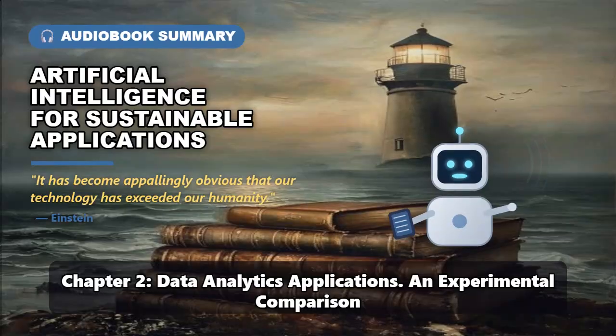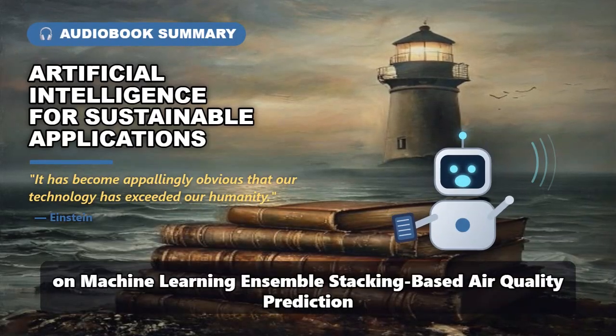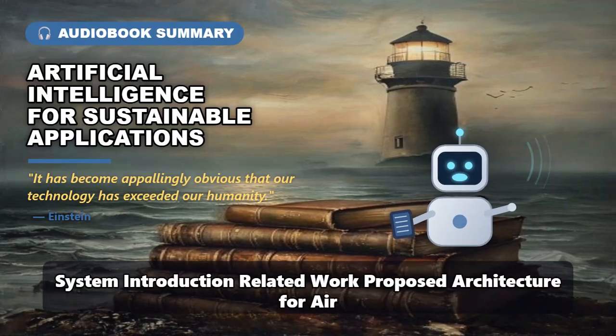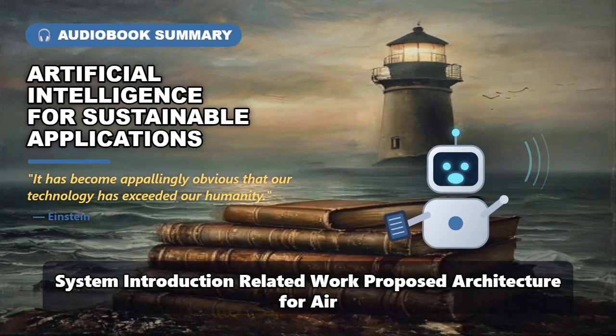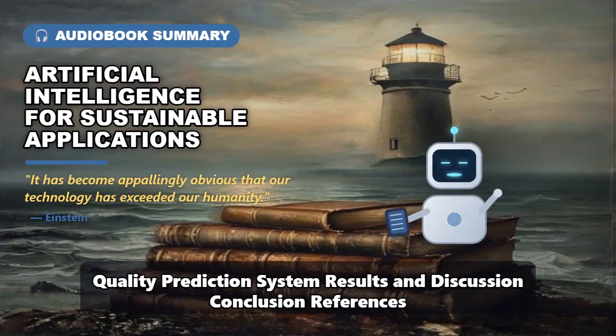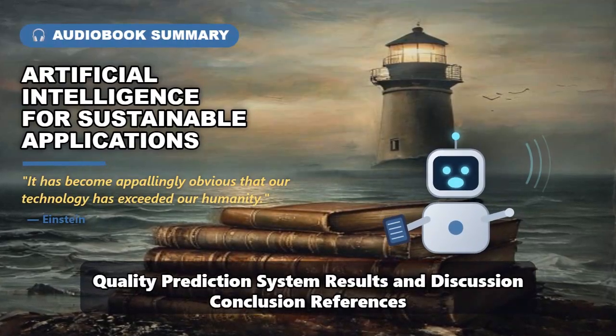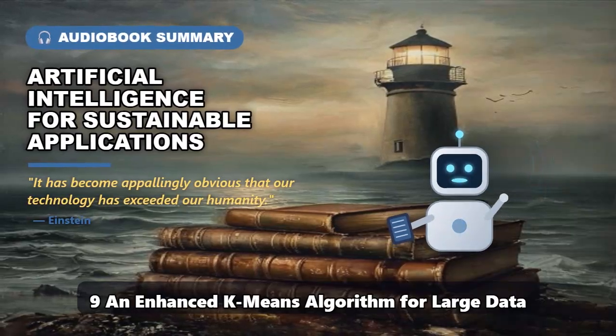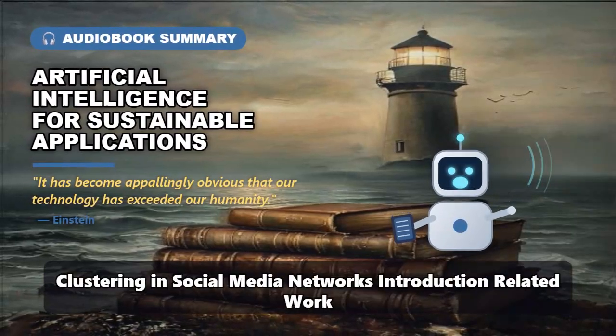An experimental comparison on machine learning ensemble stacking-based air quality prediction system. Introduction. Related work. Proposed architecture for air quality prediction system. Results and discussion. Conclusion. References: 9. An enhanced k-means algorithm for large data clustering in social media networks.